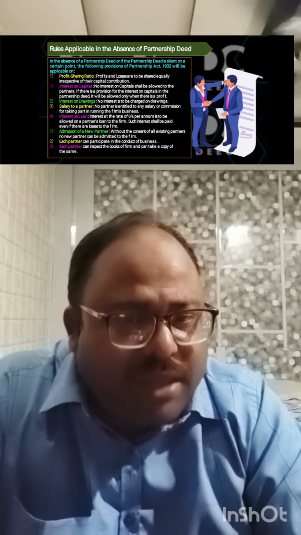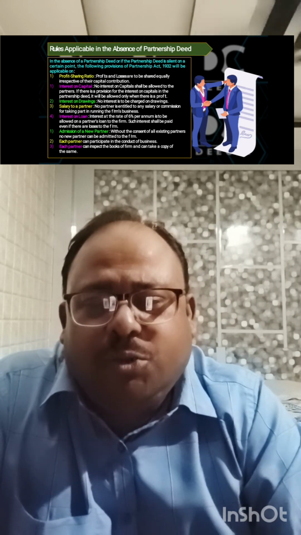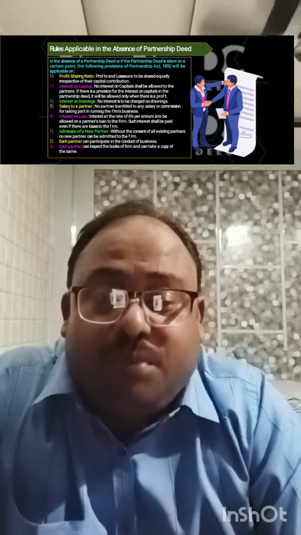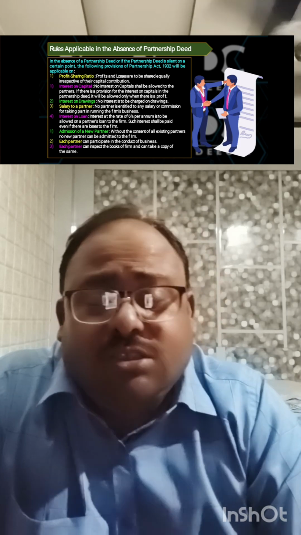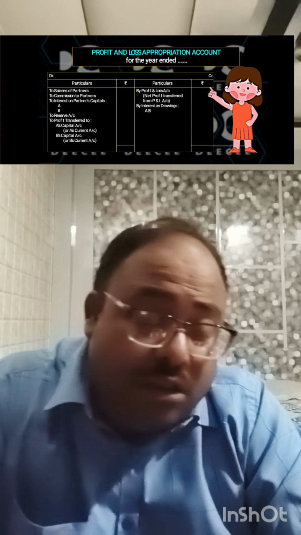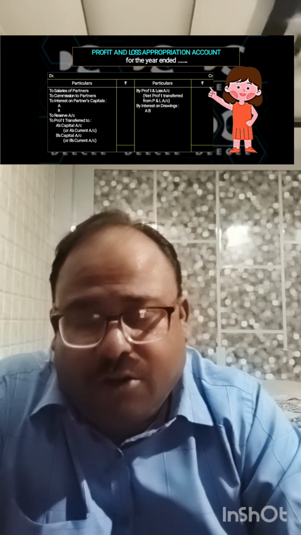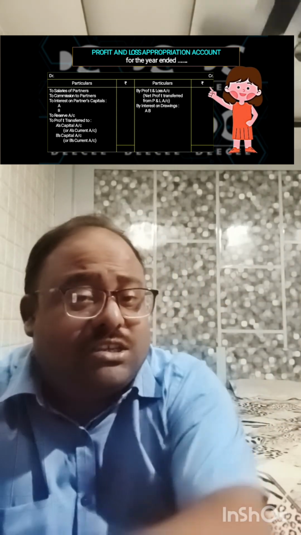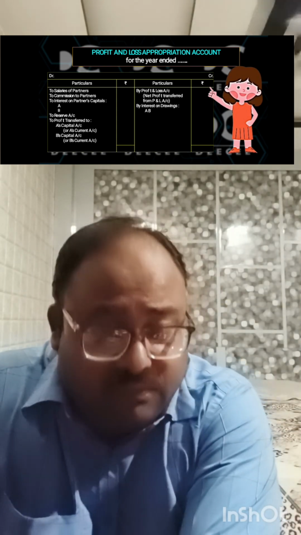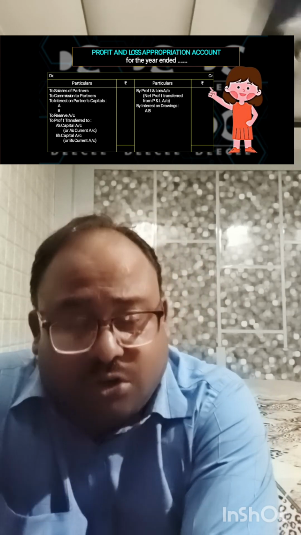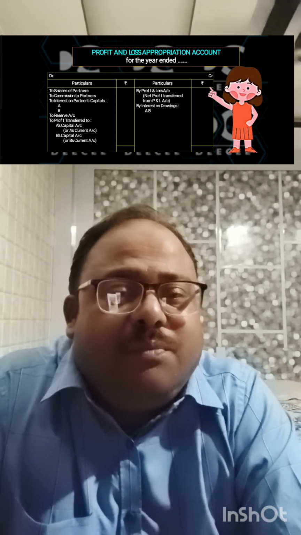Now, from the accounting point of view, you need to prepare the profit and loss appropriation account. Profit and loss appropriation account is nothing but an extension of the profit and loss account. All the net profit from the profit and loss account is brought into the profit and loss appropriation account, and whatever clauses are mentioned in the deed, like interest on capital, commission, salaries, reserve transfer, interest on drawings to be charged, all are recorded here. And finally, the divisible profit is given.